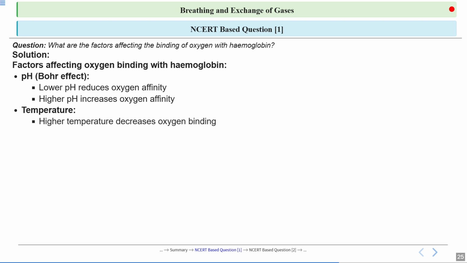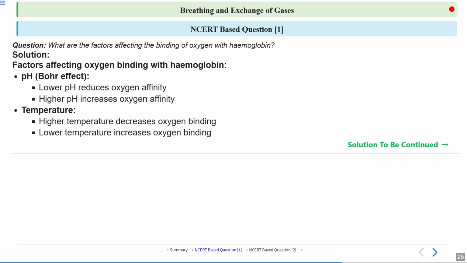Temperature. Higher temperature decreases oxygen binding. When the temperature is high, oxygen binding will be reduced, and that is why at the alveoli region one condition is there, that low temperature should be there, right? Lower temperature increases oxygen binding, so oxygen will easily bind to the hemoglobin. So the temperature is a very important factor.